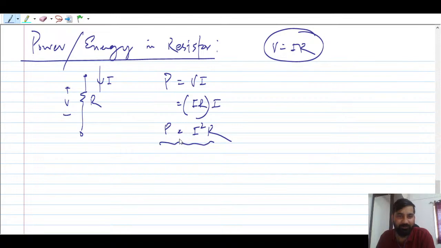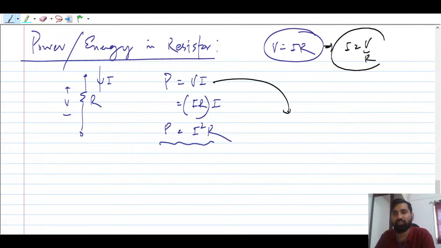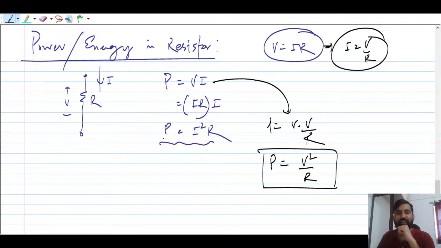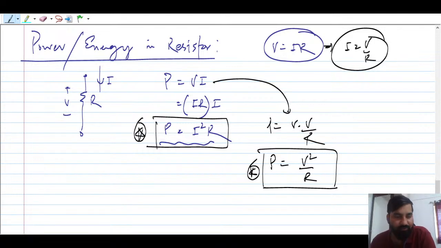So this is the resistance, and you can see the power is going to be I squared R. Now you can also replace this I by V by R, since I is nothing but V by R from the Ohm's law, the I and V relationship. So power is going to be V times V by R, right? So power is also defined as V squared by R, and I squared R. These are the two expressions that you have to remember for power.